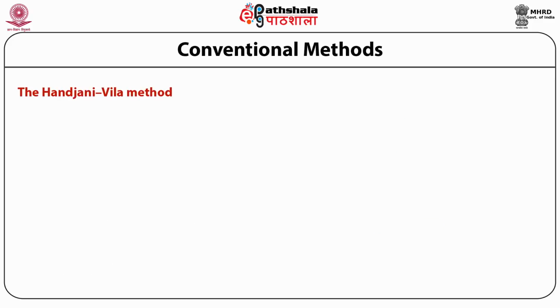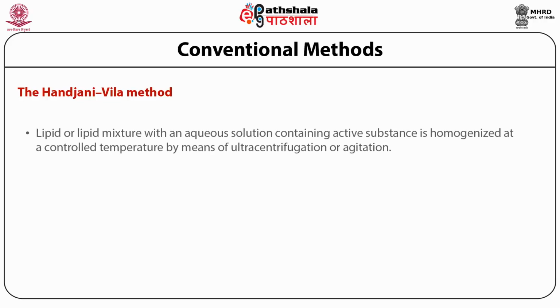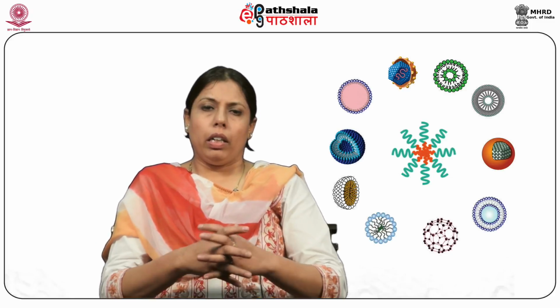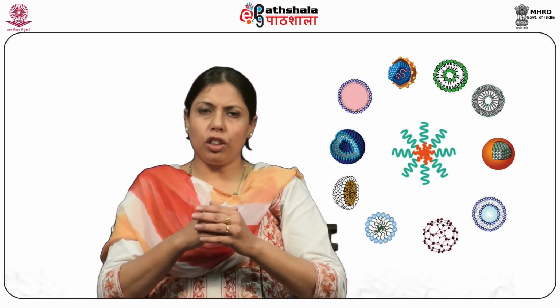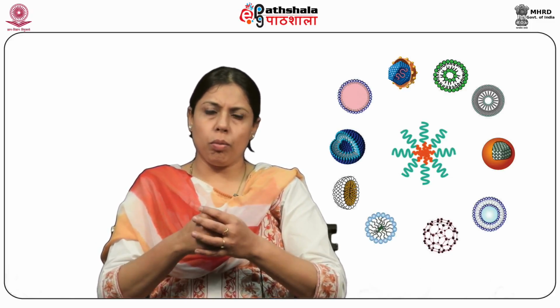Hand-Jani-Vila method. It is the oldest method for preparation of neosomes. Here, lipid or lipid mixture with an aqueous solution containing active substance is homogenized at a controlled temperature by means of ultracentrifugation or agitation. Now, the novel methods which are used to make neosomes.